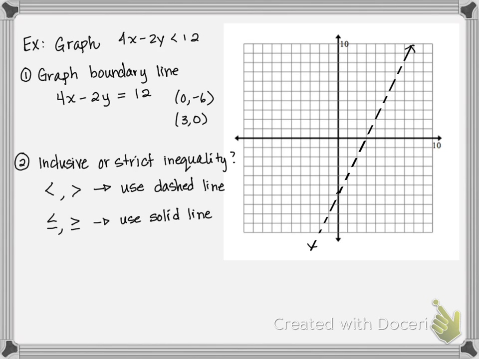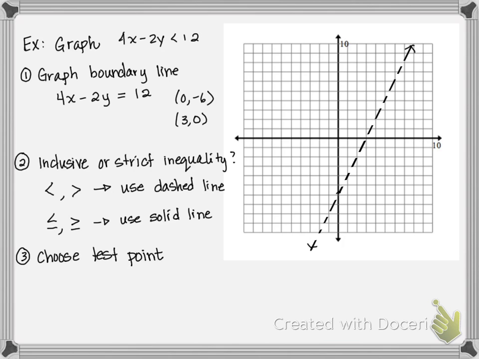Okay. And then the last step is to determine which side to shade. And so like I said before, if you find one point that is a solution, you know that every single point on that side, the same side of the line, is a solution. If you find one point that's not a solution, you know every single point on that side of the line is not a solution. So we're just going to use a single test point. We're going to choose a test point. I usually choose 0, 0 because zeros are easy to do calculations with.